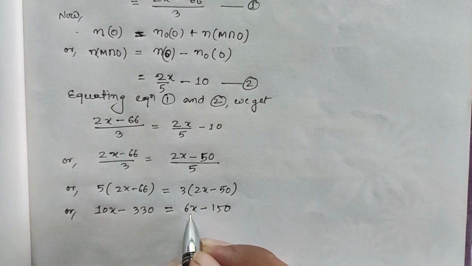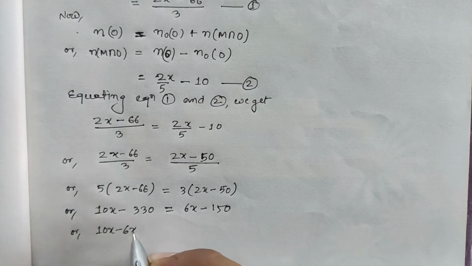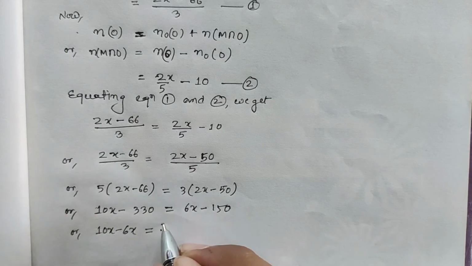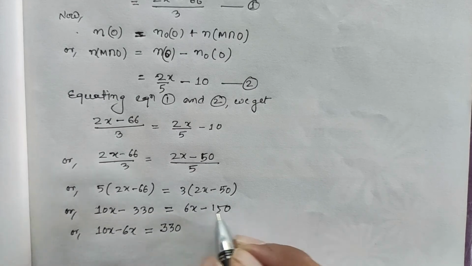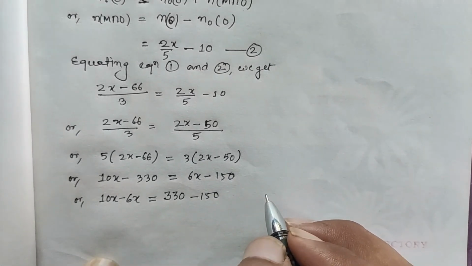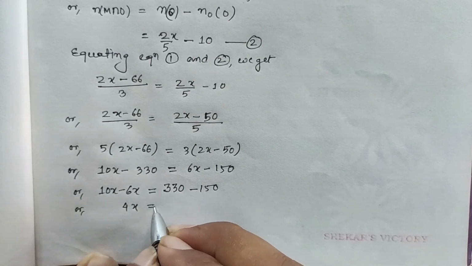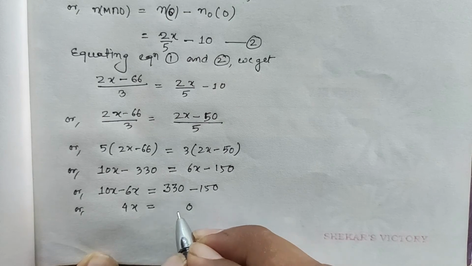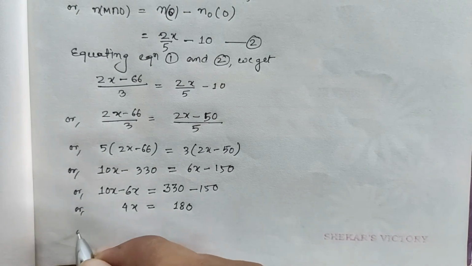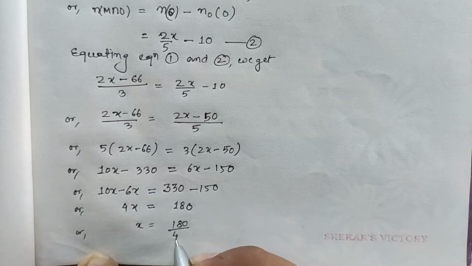Now take the 6x on the left side, so we get the positive value of x. 330 goes to the right side and becomes plus 330, and this 150 has a minus sign, so it remains as it is. So we can find the value of x from here. 4x equals how much? 180, yes. Or x equals 180 by 4.